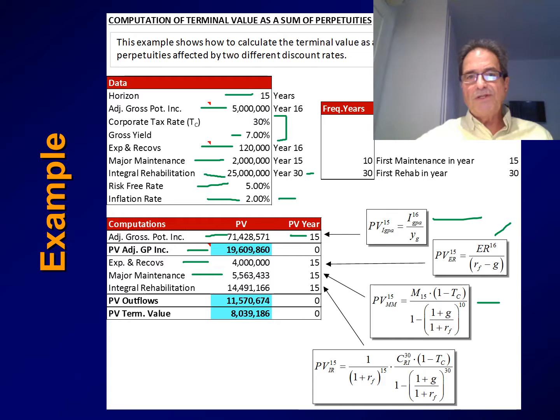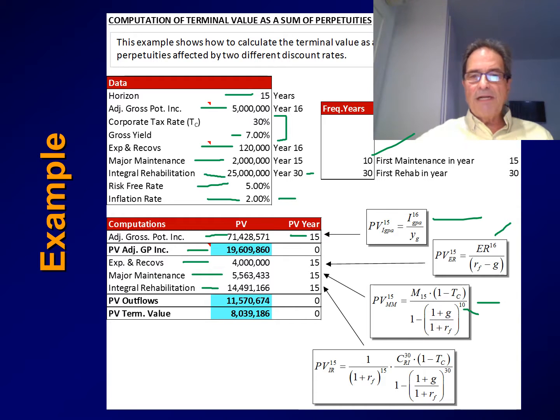It uses the value of major maintenance in year 15, 2 million, multiplied by 1 minus TC and divided by 1 minus (1 plus G over 1 plus RF), with the power 10 representing the frequency in which we do major maintenance. So in this way, we obtain the present value of major maintenance in year 15 as 5,563,433.